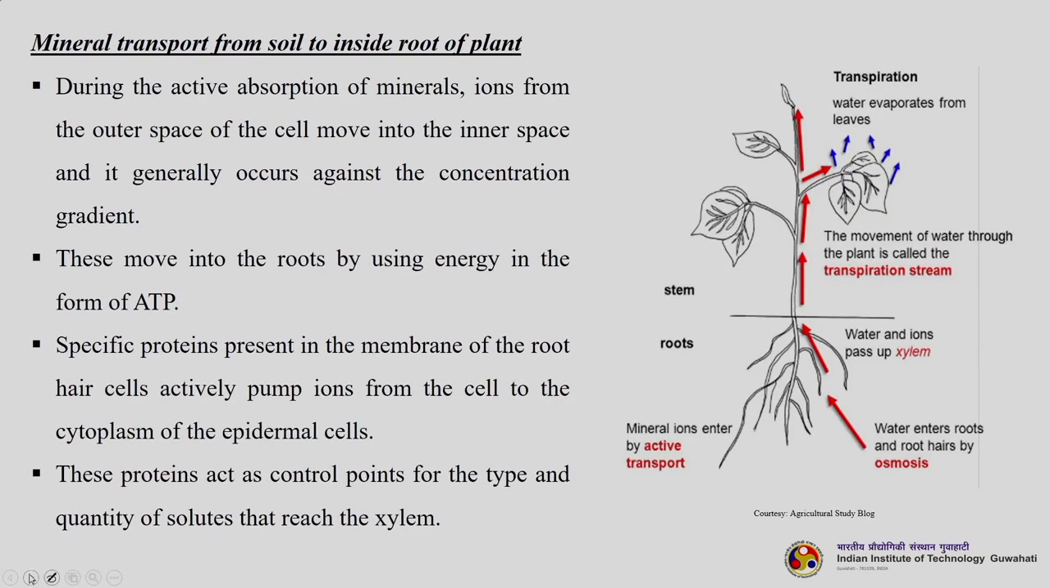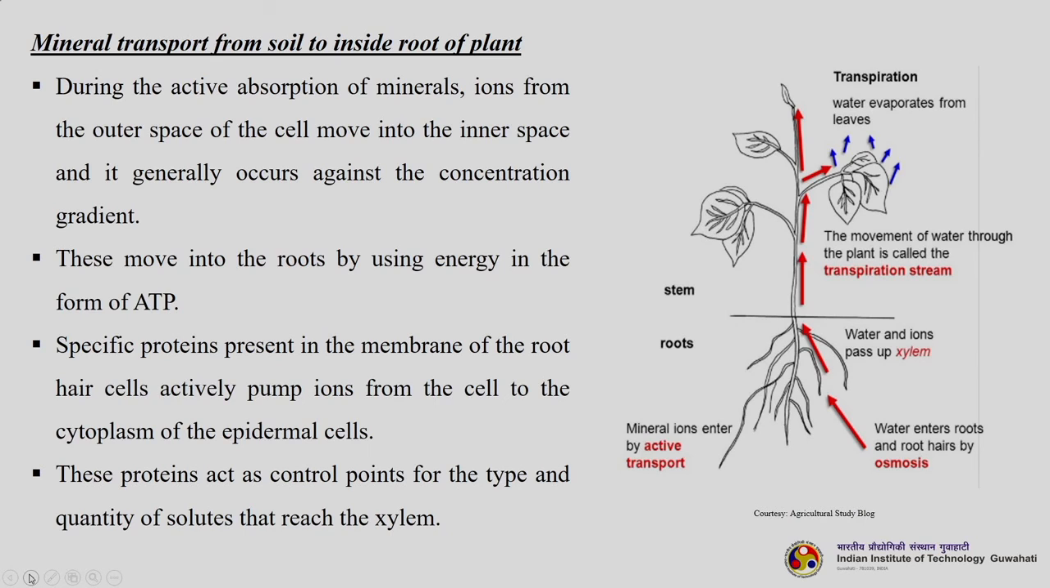Another very classic example is the mineral transport from soil to inside the root of a plant. What is happening here? You can see this particular figure. During the active absorption of minerals, ions from the outer space of the cell move into the inner space, and this generally occurs against the concentration gradient.